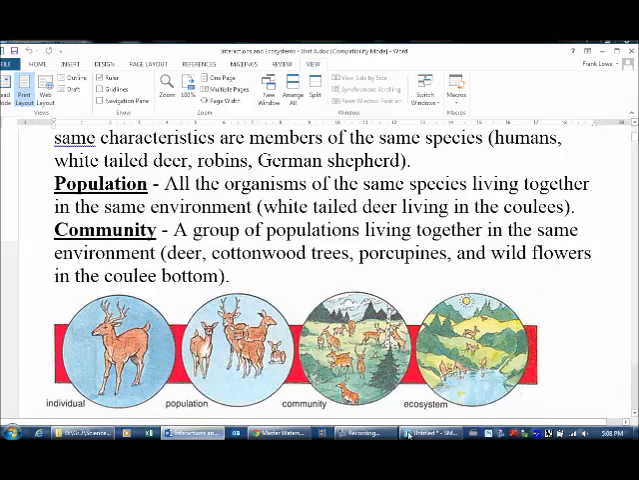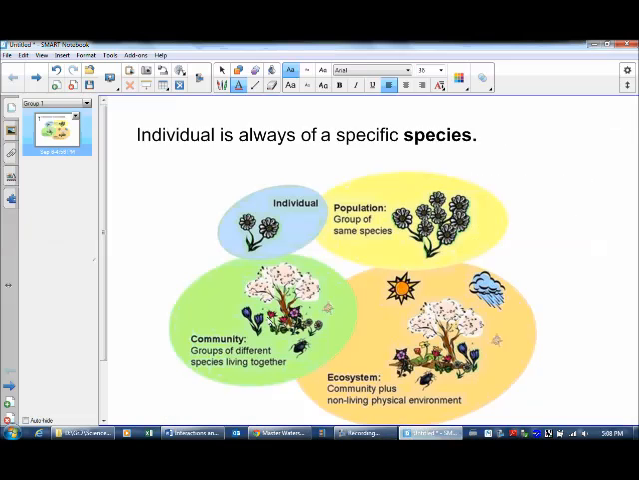I have another picture just to give you another example. Again, we always start off with one individual. So this is a flower. It looks like a daisy to me. If you look in a particular area, you might be able to count a bunch of daisies. So all of those daisies in that area make up a population.